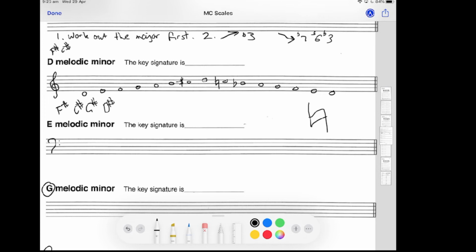So, what else do we need to do? I need to write the notes. I need to stop rubbishing on and actually do some work. So I'm going to put the notes on the page. I'm going to start on E here, just to avoid using too many ledger lines at the top of the stave. So again, I'm going to try and spread them out evenly without running out of space.